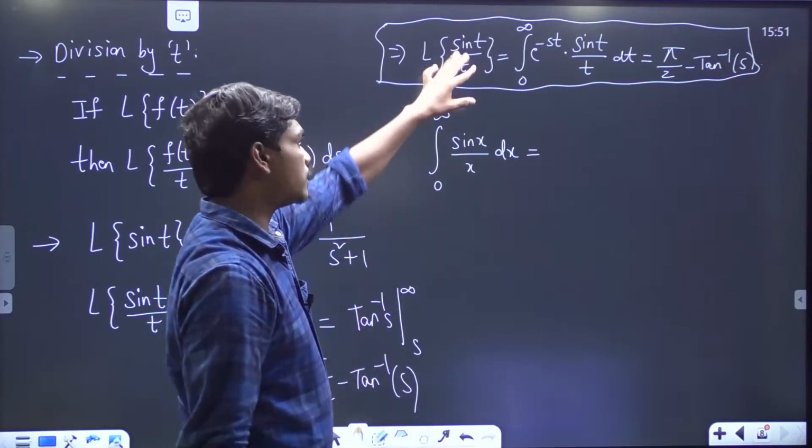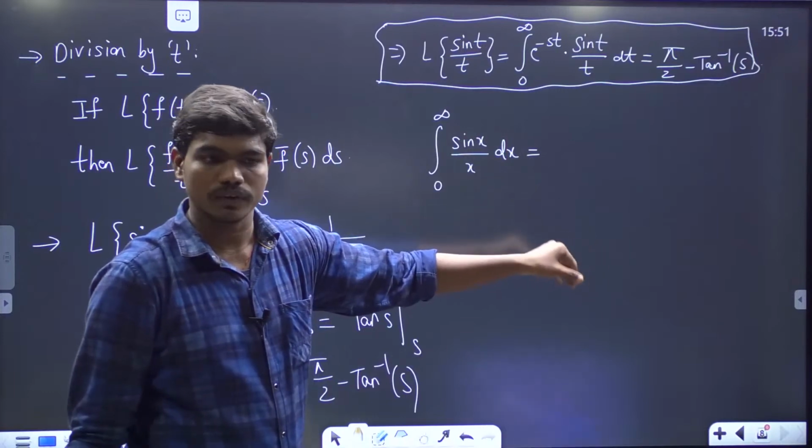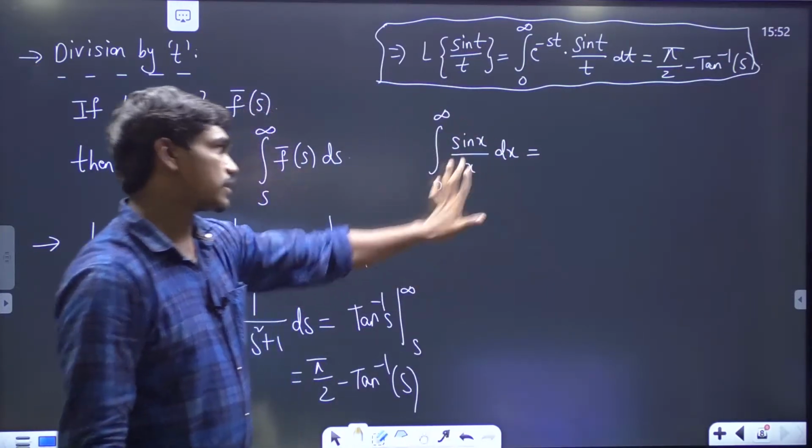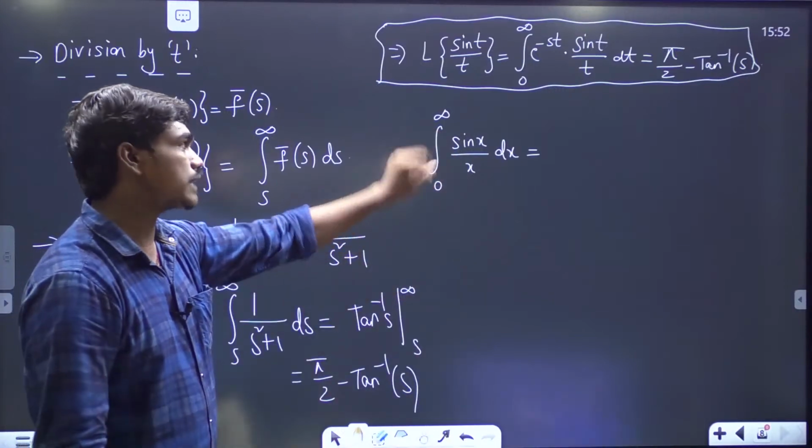If you don't know this result, calculating this integral is really difficult, and this is a previous GATE question once. I don't remember exactly which of the branches, but this is a previous GATE question. Okay, the value of this: integral 0 to infinity sin x by x dx.